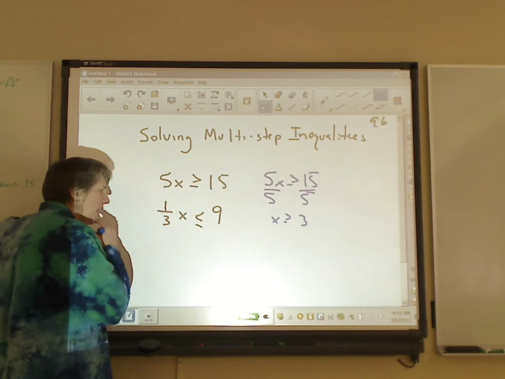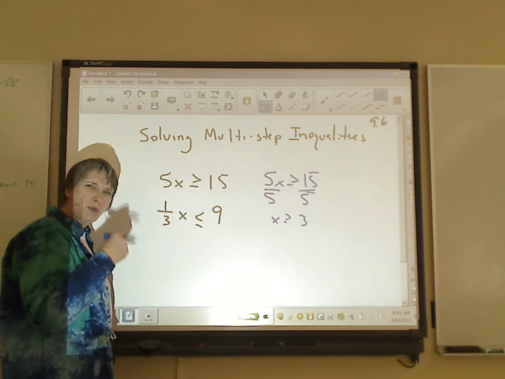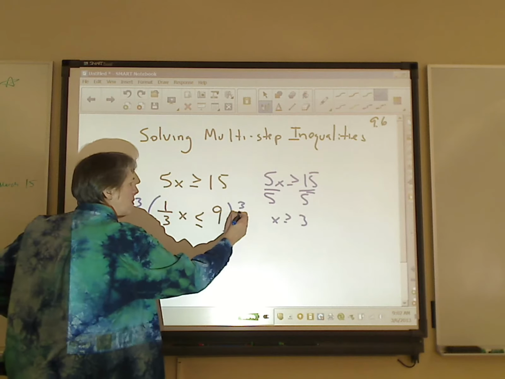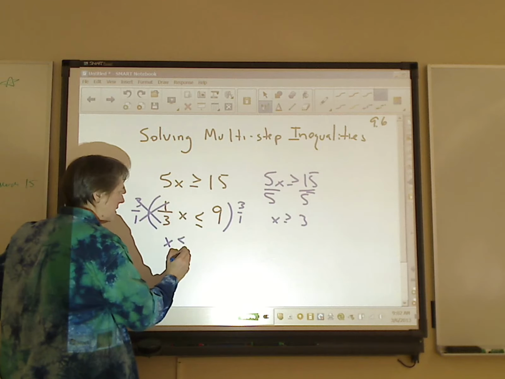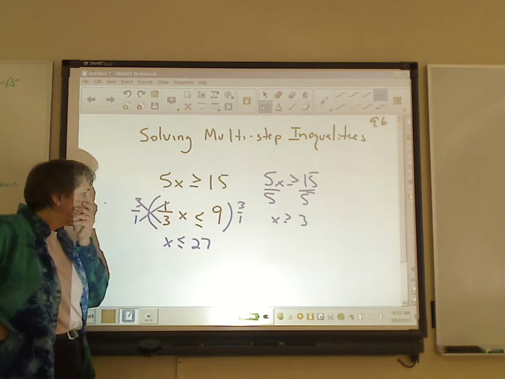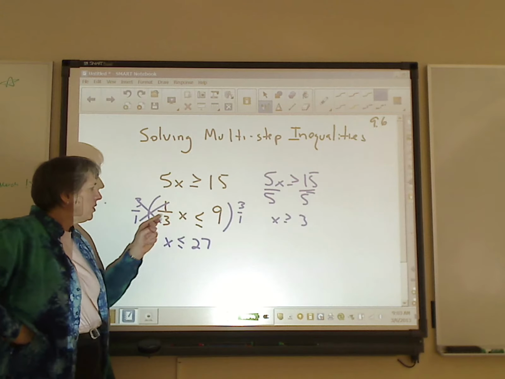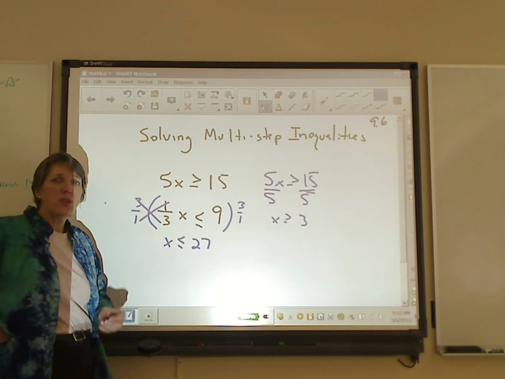Now here, I could divide both sides by 1/3, but if I do that, I'm really multiplying by the reciprocal, so I'm going to take my giant parentheses and multiply by the reciprocal, and I get x is less than or equal to 27. Plug it in: 1/3 times 27 is 9. 9 is less than or equal to 9. That's true.